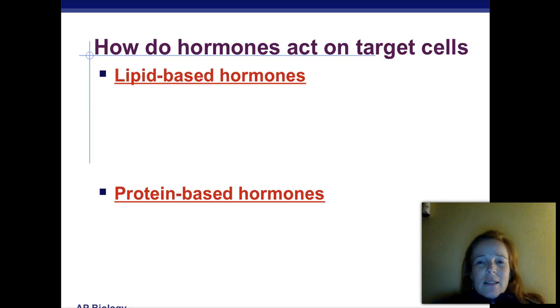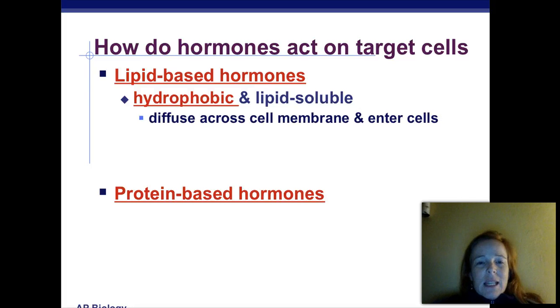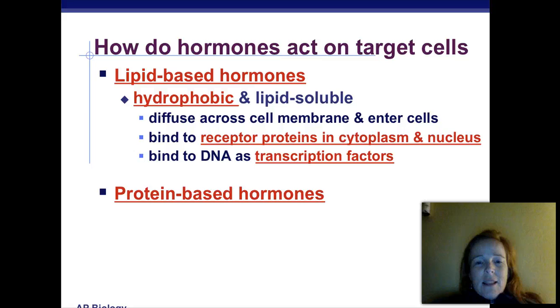So how do hormones act on target cells? There's a slight delay here. Lipid-based hormones are hydrophobic and lipid-soluble. We talked about this in class. If they're hydrophobic, and we're talking about the phospholipid bilayer, they diffuse across the cell membrane and enter the cell. They bind to the nucleus, and they bind to DNA as transcription factors, and then things get going, and it turns on genes.